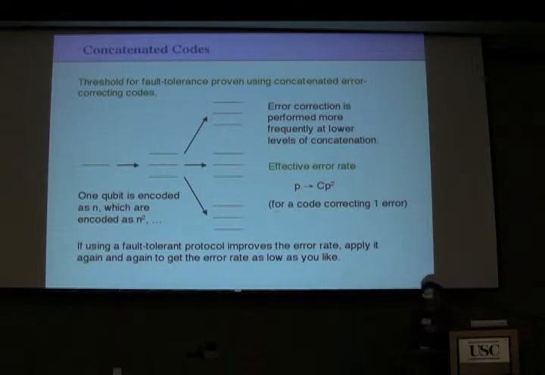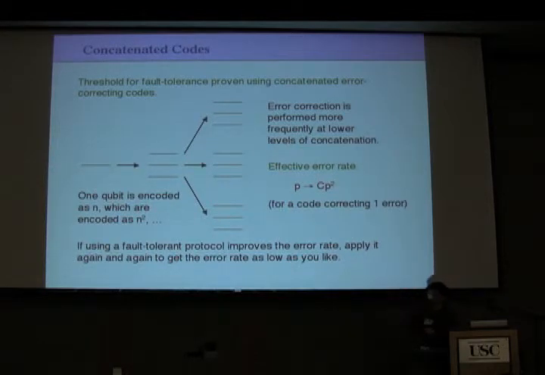And if that's not enough, you can take each of these and encode it again, using n cubed qubits. Of course, as you see, the number of qubits is increasing pretty fast. If we start with 7, then encode it in 2 levels, we have 49. And then another level with 7 cubed, which I guess is 343 qubits. So pretty soon we have lots and lots of qubits. But luckily, the error rate is also improving very quickly. So I'll get to that in a moment.